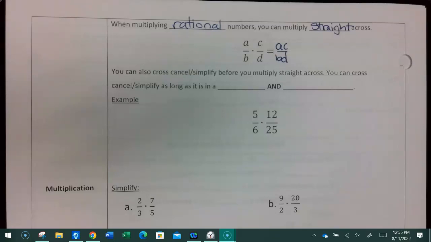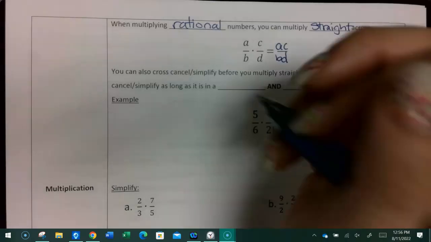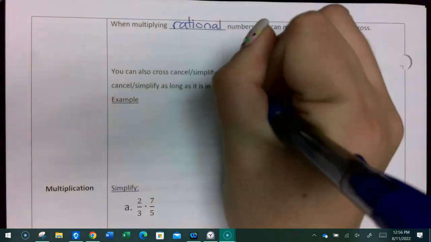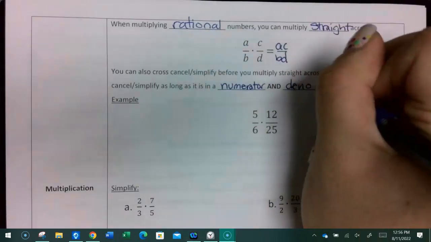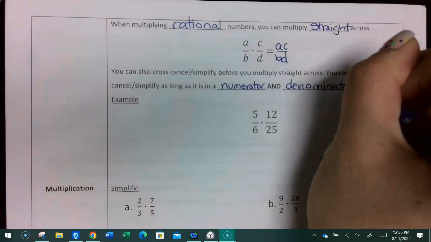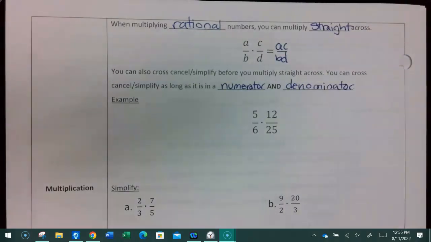Okay. We can also cross cancel and simplify before I multiply across. So basically, if I have a number that's on the top of one fraction and it's the same number on the bottom of the other fraction and I'm multiplying, I can cancel them out before I multiply to make smaller numbers to work with. So this one should be numerator, and this one should be denominator. That just means I want one number on the top, and the same one on the bottom to cancel it out.